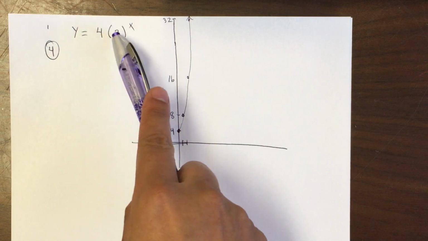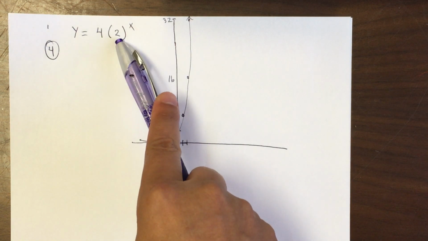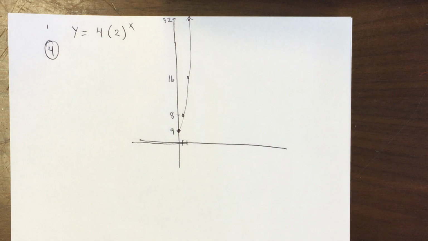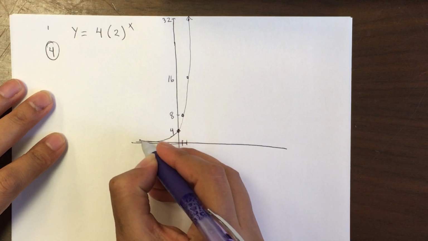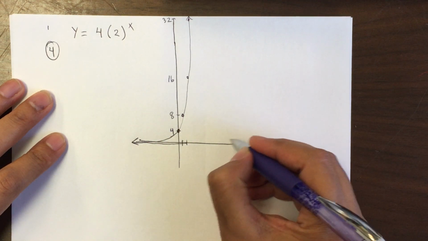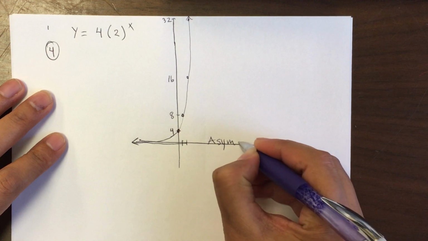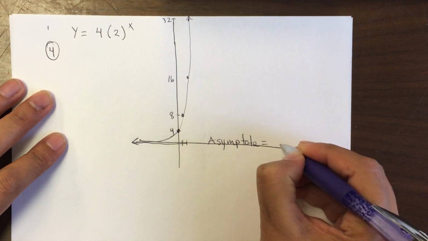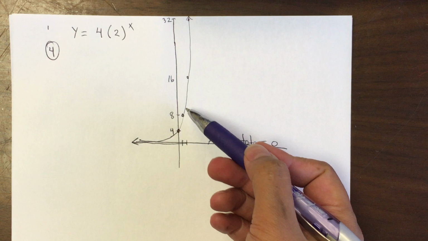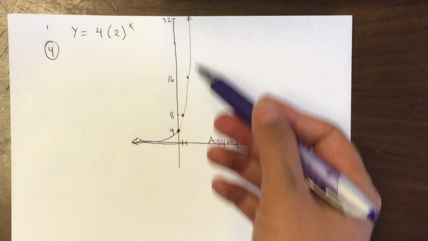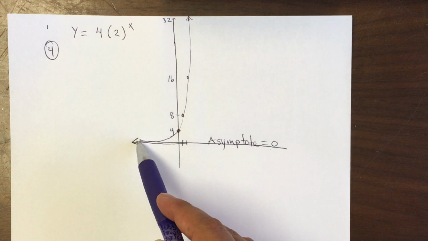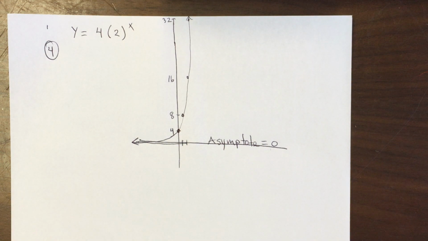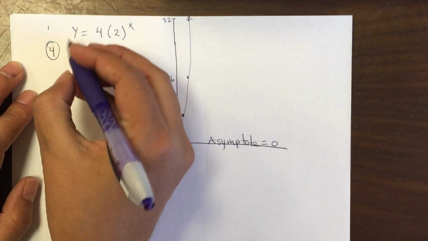Remember, this is my initial point. It tells me to double it, or multiply it by 2, every cycle. And this means that the asymptote would be at 0. So basically it means that this curve will converge at 0 as x goes into negative infinity.